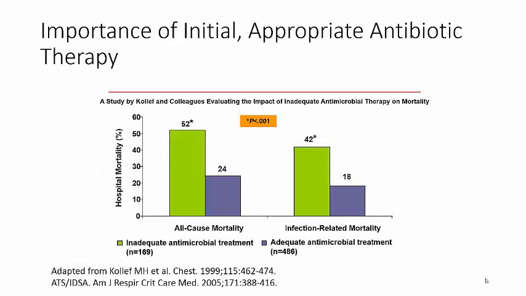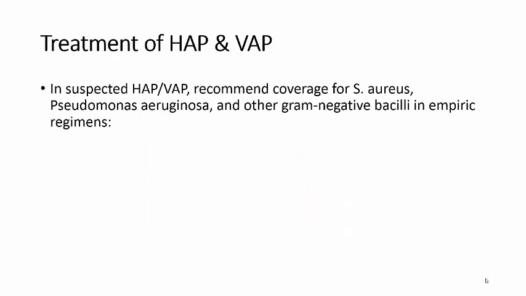We know it is important to initiate appropriate antibiotics very early in the game when it comes to diagnosis. Why does it matter? Because if you don't initiate appropriate antibiotics, the hospital mortality, whether it's infection-related mortality or hospital-related mortality, is pretty high if it's inadequate, at least in this study, compared to use of appropriate antibiotics. So it's important to guess the right antibiotic when we use.